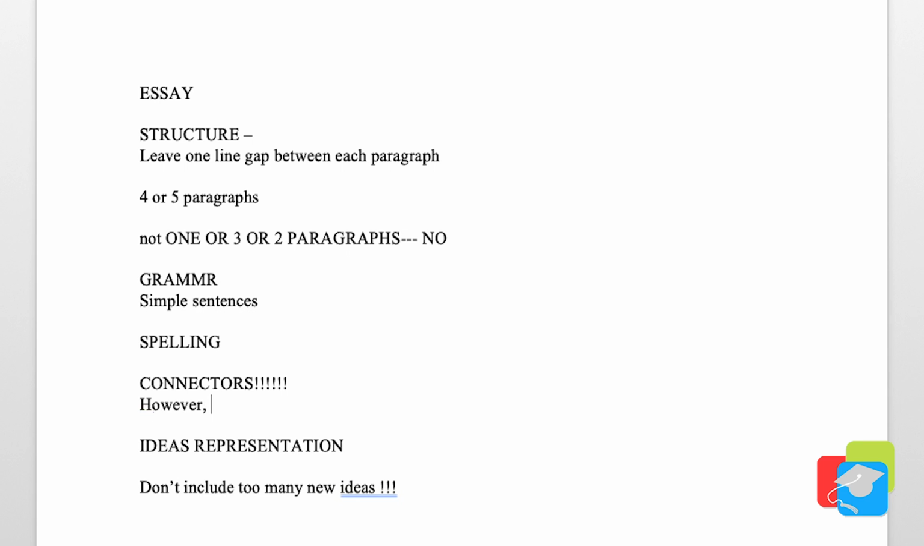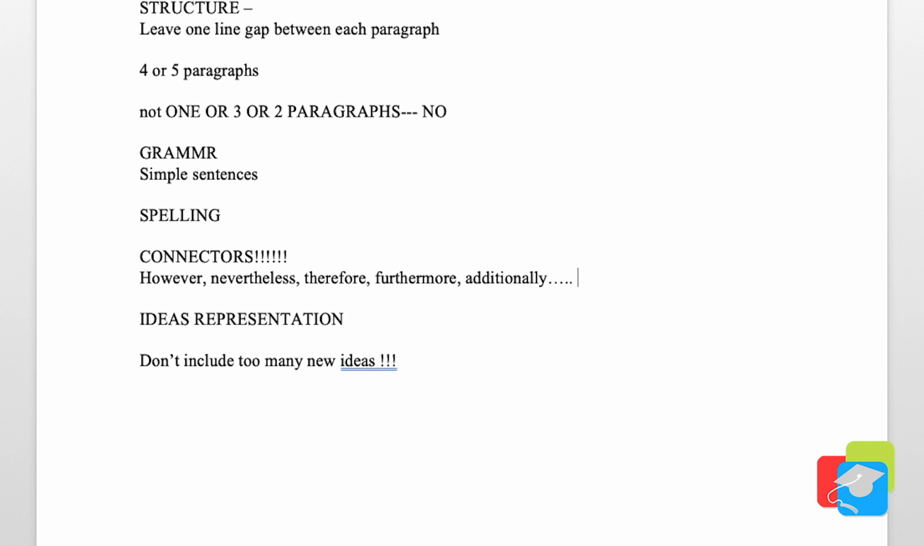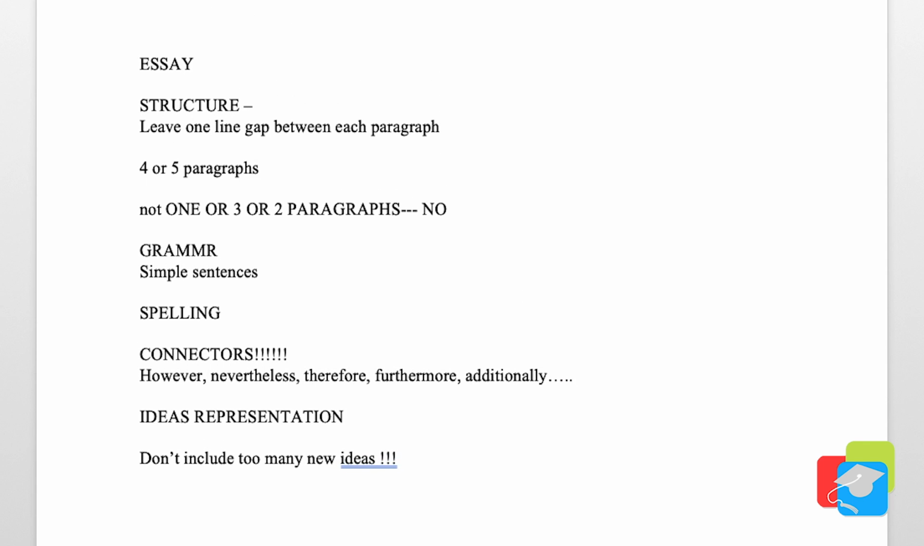And as for the connectors, I'll just write a few here. You have however, nevertheless, therefore, furthermore, additionally, etc. This is something that you can add on. So now let's talk about the rough structure, how we're going to write one essay.